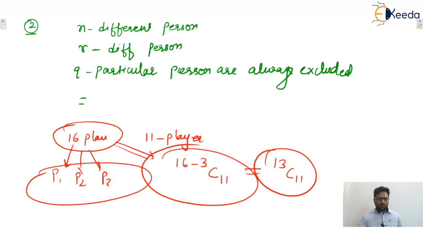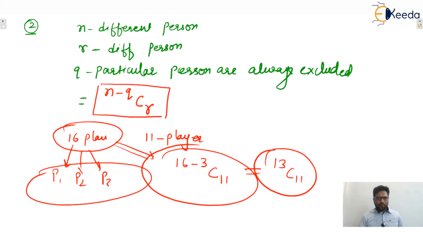In the generalized way, what will be the formula? Exclude these q persons out of n, and there is no need to exclude from r. That will be the generalized formula. I hope this one is clear to everyone.